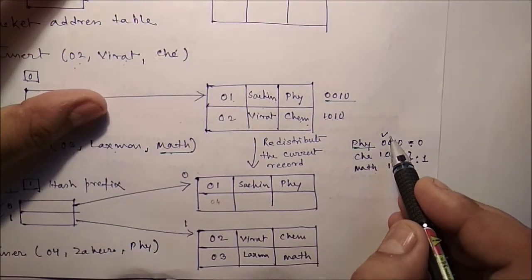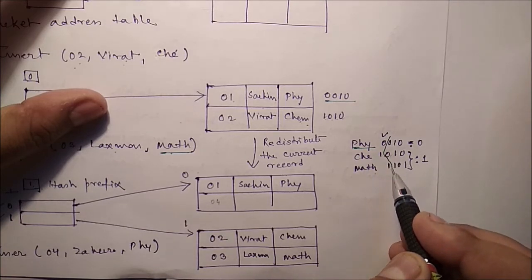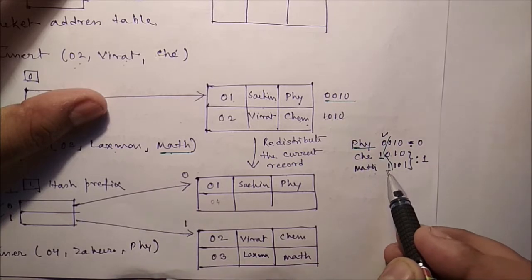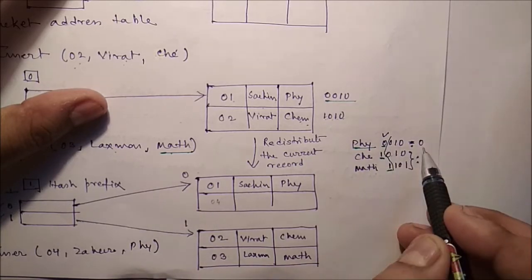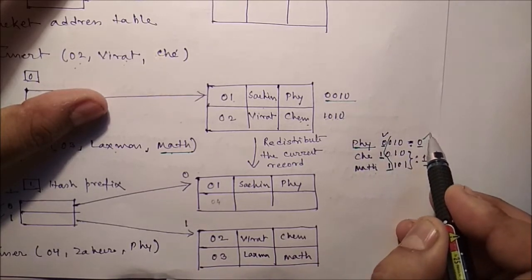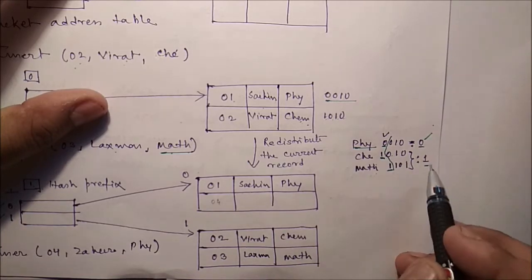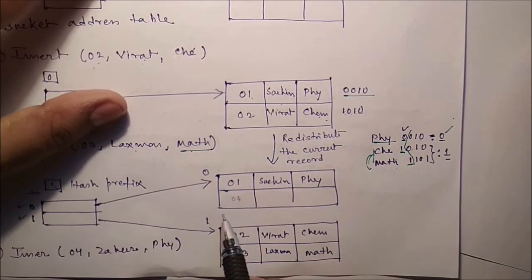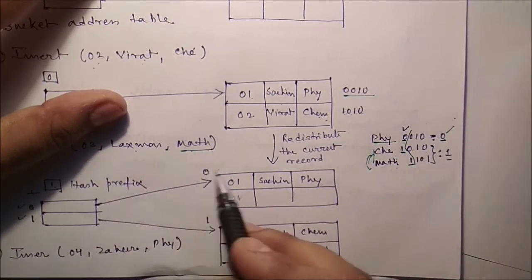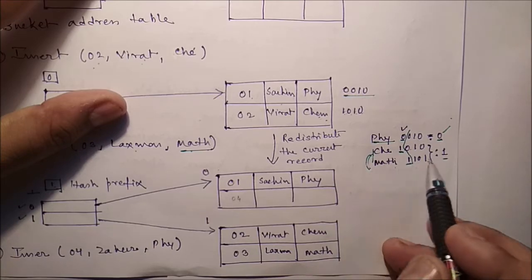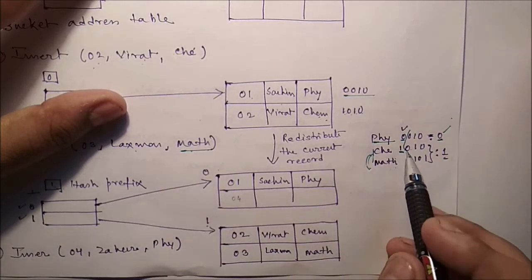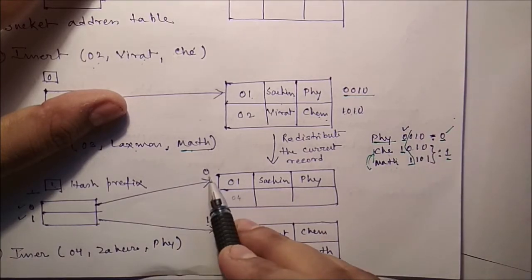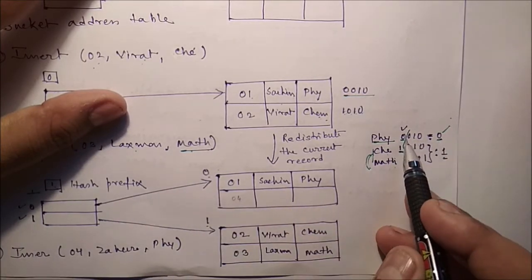Now if you see only the first, leftmost bit, for chemistry and mathematics it is 1 and 1, and for physics the first bit is 0. So keep physics in one bucket, and keep these two records in another bucket. This is bucket 0, and these two records are for bucket 1. Bucket 0 means where the initial bit is 0.